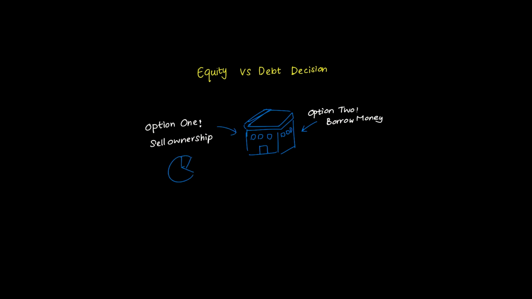This is the classic equity versus debt financing decision. Equity financing means raising money by selling ownership. You don't have to pay it back, but you permanently dilute your ownership percentage.